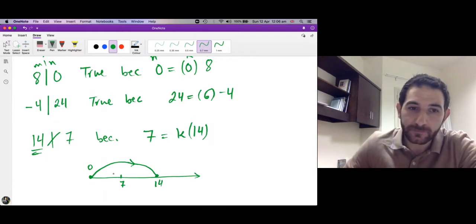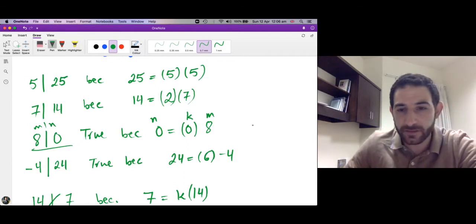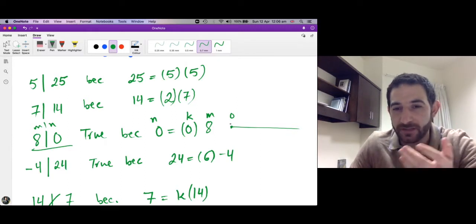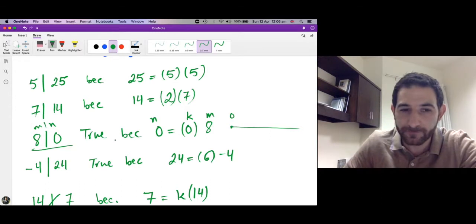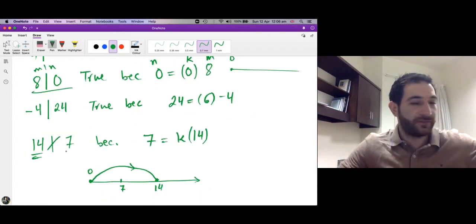Okay? And notice here, what does it mean that 8 divides 0? It means we can get to 0 using 0 steps, each of length 8. This is the meaning of it. So we don't take any step and we get to 0. Okay, this is for the divisibility.